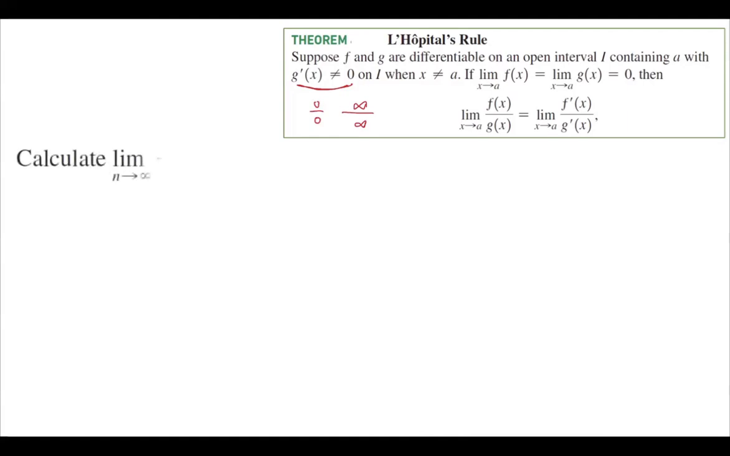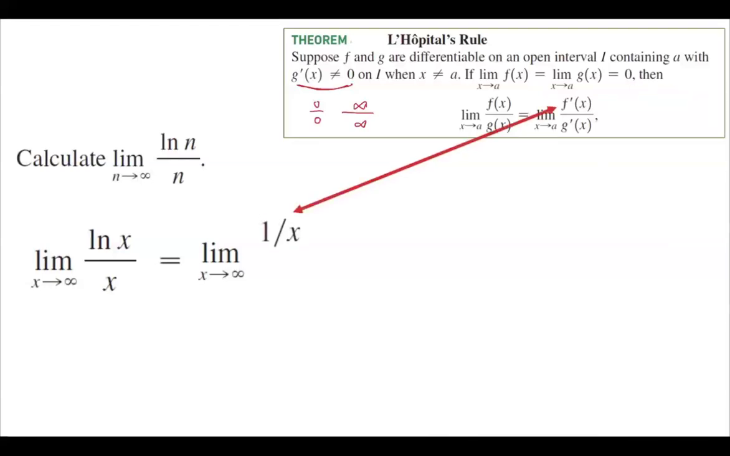Suppose you are interested in calculating the limit of ln of n divided by n as n goes to infinity. Well, the limit of ln of x divided by x as x goes to infinity is equal to the limit of, applying L'Hopital's rule, 1 over x, which is the derivative of ln of x, divided by the derivative of x, which is equal to 1. But this guy indeed is equal to 0. You get 1 over infinity, which is 0.